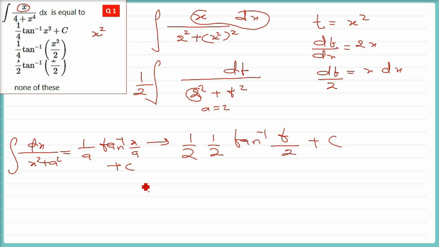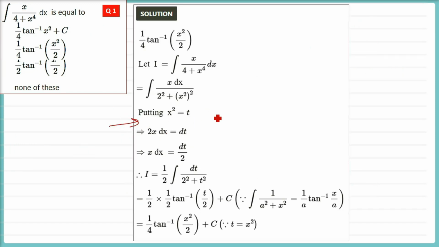One more thing is required, which is the replacement of t. 1 by 2 into 1 by 2 is 1 by 4. Tan inverse x square, t is x square divided by 2 plus constant of integration. Okay, this is your final answer. Just match it. Which one is the correct one? So this is how this will be done.